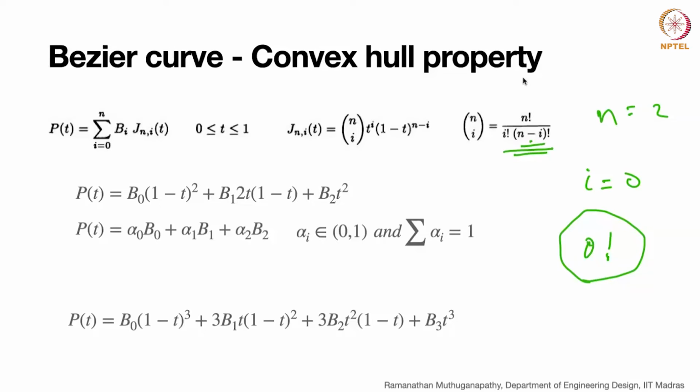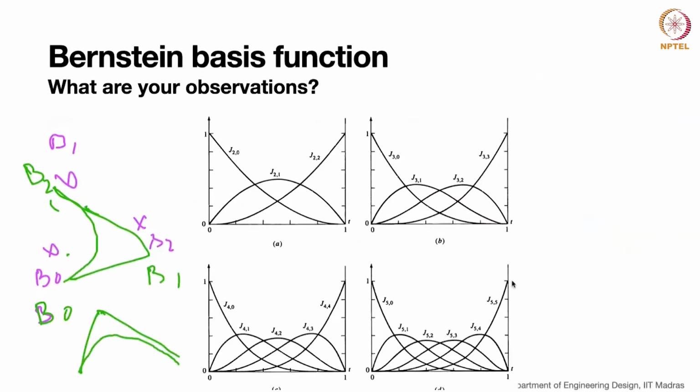Another point: at t equal to 0.5, the Bezier curve point will not be the centroid of the control polygon. Not always. In some special cases, yes, it can be, but definitely I don't think so, because the basis function values are not the same at t equal to half. Yes, correct. So if you look at the behavior of the basis function, we can answer many of the questions from it.